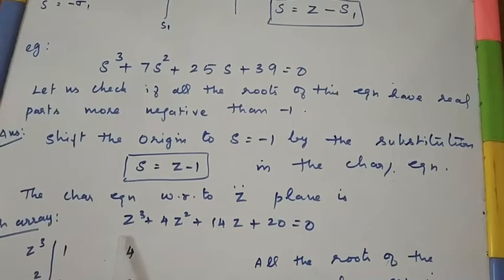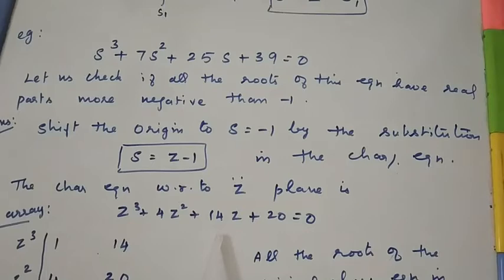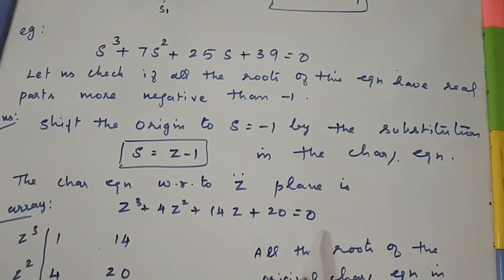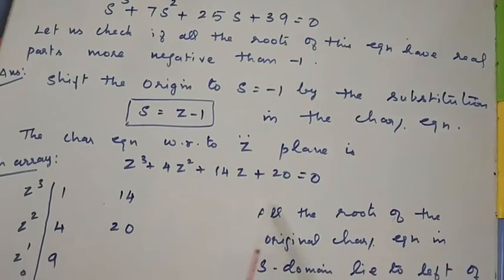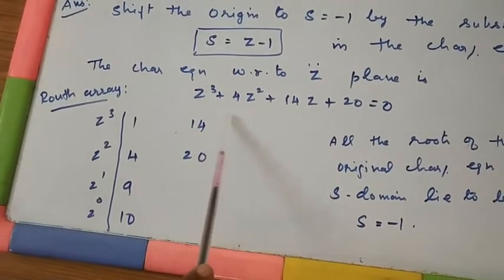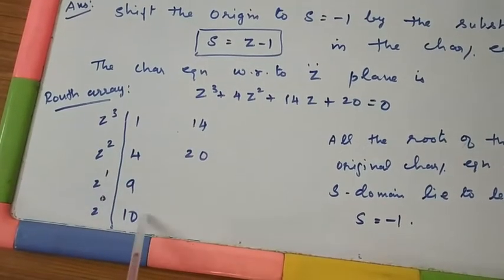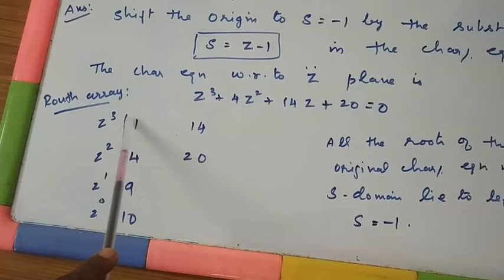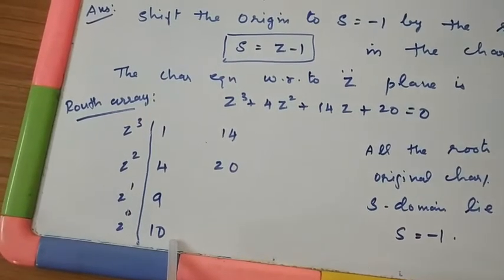So the new characteristic equation will be Z cube plus 4Z square plus 14Z plus 20, which is equivalent to 0. Now form the Routh array for this newly obtained characteristic equation. So this is the Routh array that I have obtained. In this Routh array, let us examine the first column elements for stability. Here all the first column elements are positive. So the given system is stable.